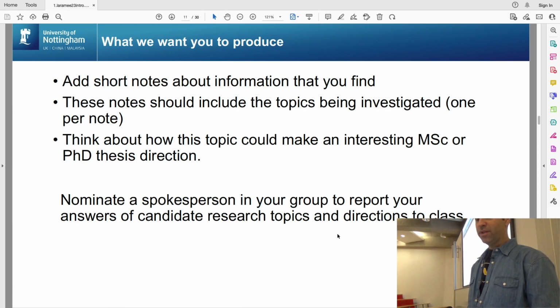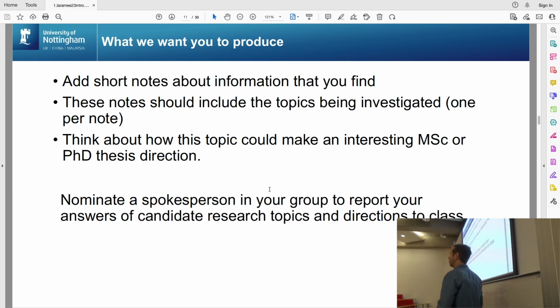each group nominates a spokesperson to report the answers at the end of this exercise. So I'm going to go around and ask, what did you find? What do you think would make a good topic for an MSc dissertation or a PhD dissertation? You have 15 minutes to perform this exercise, starting right now. You might have to move your seats around to form groups of 4 to 5 people. And if you have questions, please let me know.